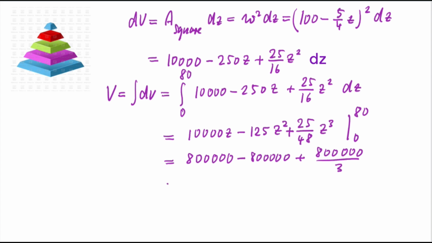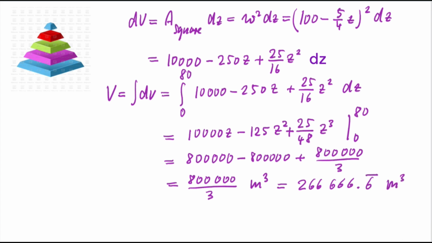So the result is 800,000 thirds cubic meters, which is about 266,666.6 repeated cubic meters. So that's the volume of the pyramid.